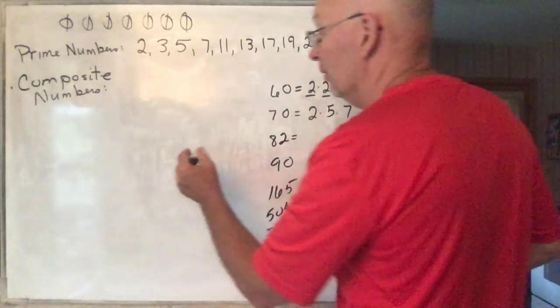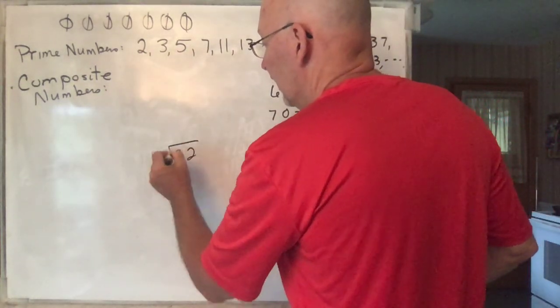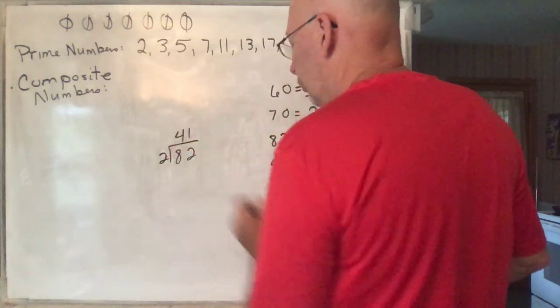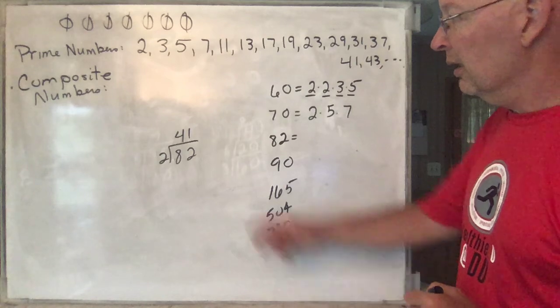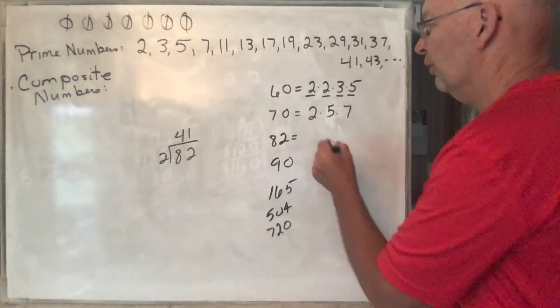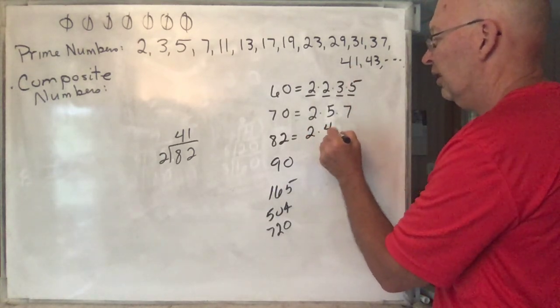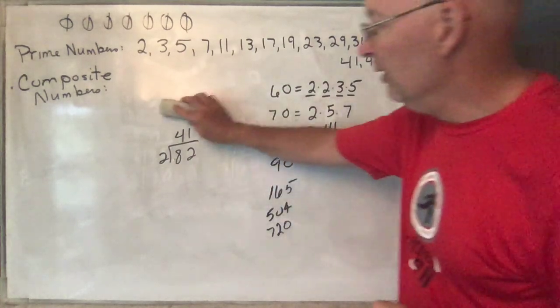Okay, here's 82. If I take 82 and divide it by 2, I get 41. Can 41 be divided by anything more? Nope, that's a prime number. So 82 is just 2 times 41 as an example.